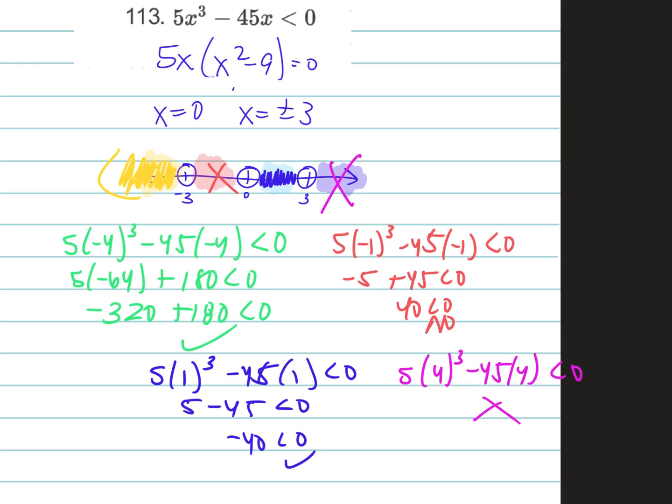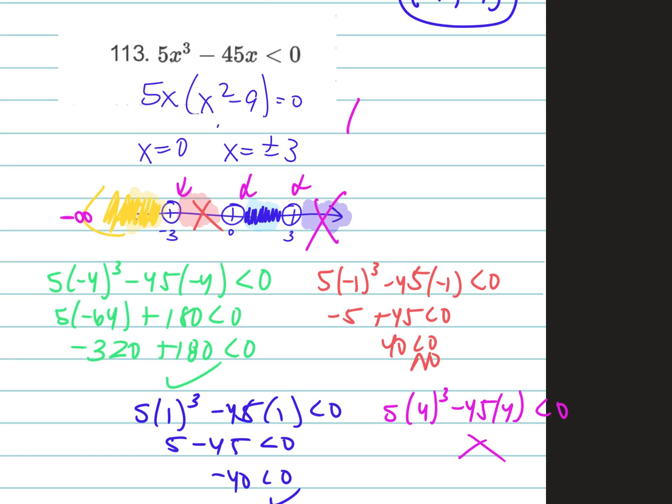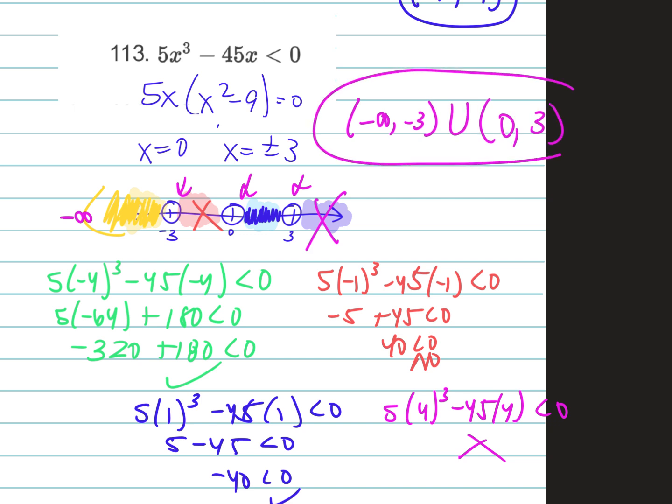So where are the sections that work? It's going to be from negative infinity to negative 3, and then from 0 to 3. So the way you would write that would be negative infinity to negative 3, both with parentheses, union, that's how we say "and" in math, 0 to 3. None of those values are included or have a specific stopping point, so that's how you would write it.